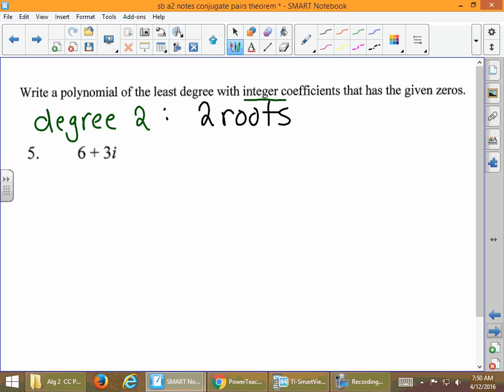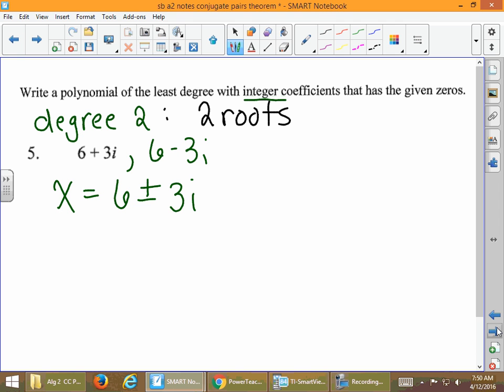6 plus 3i is one of those roots. What would be our other root? 6 minus 3i. Now, what I would like to teach you here is a shortcut process. And it's not going to be that short. But here's how it works. When we started our polynomial, what we did is we said, well, x equals our root. So it's x equals 6 plus or minus 3i.